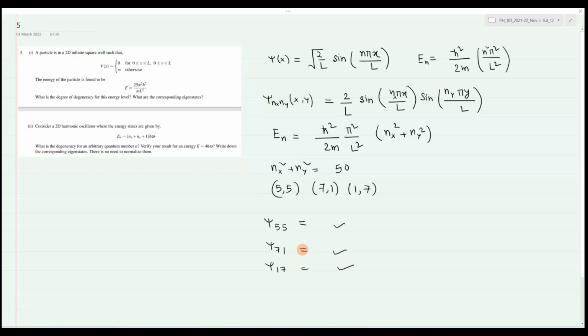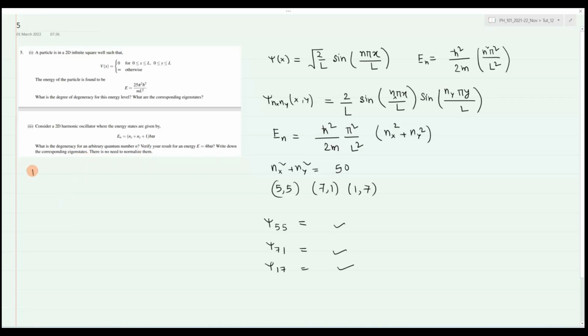Any doubt? No, sir. Okay, good. Next, we are given a 2D harmonic oscillator where energy states are given by nx plus ny plus 1 h cross omega. What is the degeneracy for any arbitrary quantum number n? And verify your result for energy equal to 4 h cross omega. Write down the corresponding eigenstates, and we don't need to normalize them.